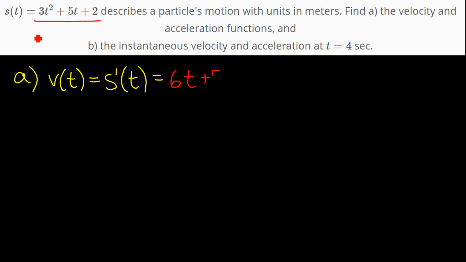And the derivative of 2 is 0. So I don't have to do anything there. My acceleration function, again, that's equal to the derivative of my velocity function, which I've already solved for. So it's just the derivative of what I'm seeing right above.